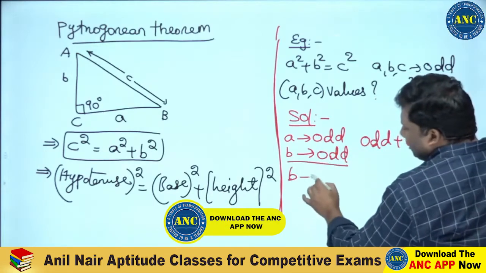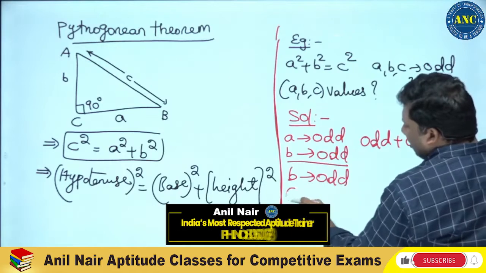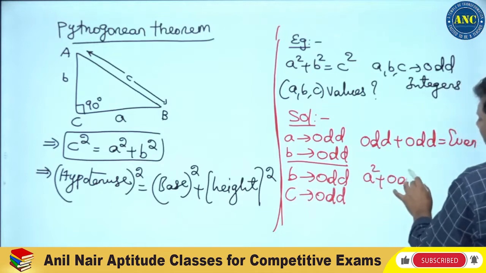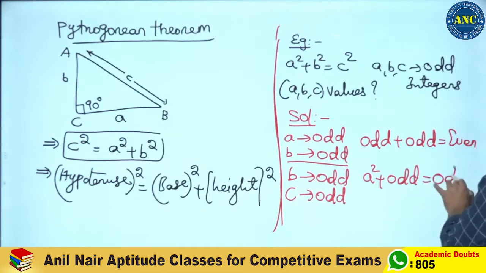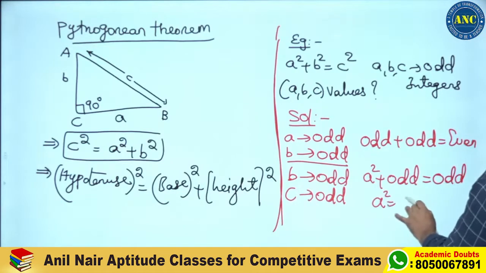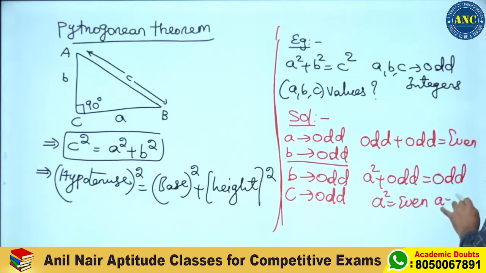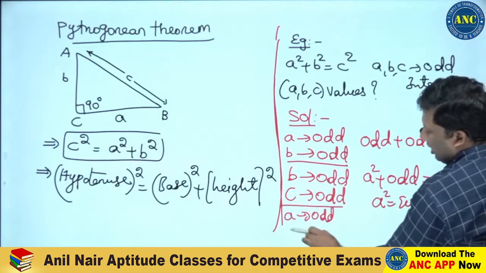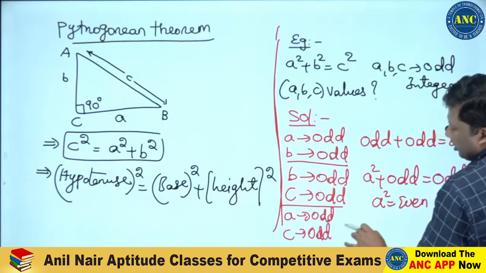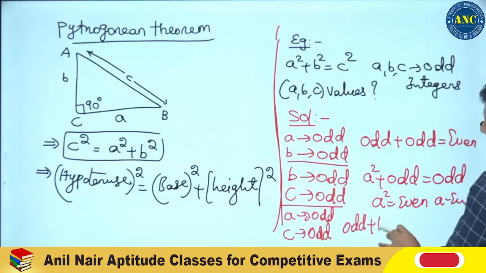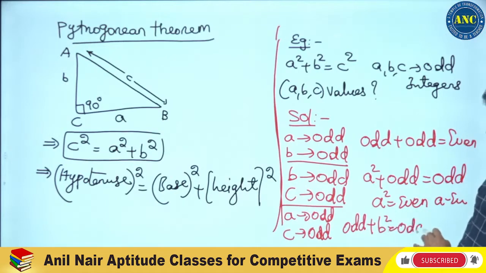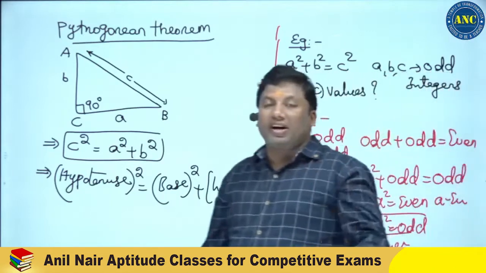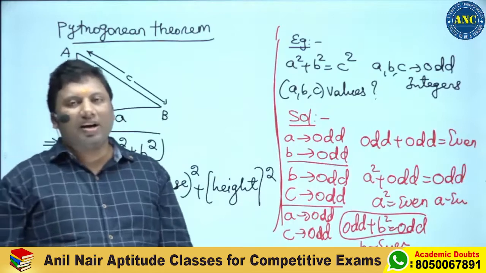If I take B and C as odd, B is an odd number, C is an odd number, so A square plus an odd square is an odd number. C square is also an odd number. Odd minus odd is an even number, so A will be even. Last case, if A is odd and C is odd, then C square minus A square equals B square, and odd minus odd is even. That means B is even. All the three cannot be odd at the same time.